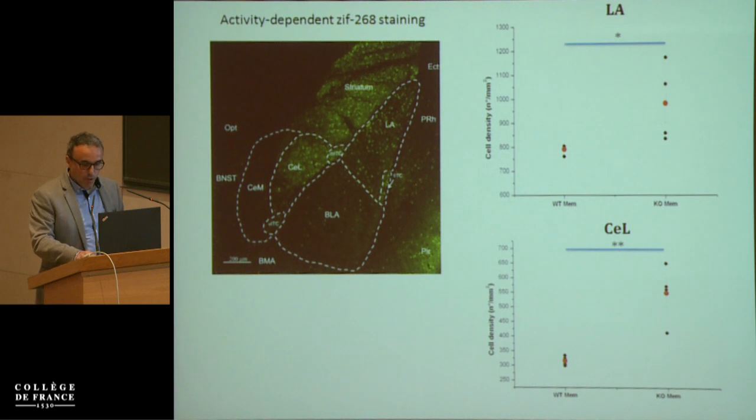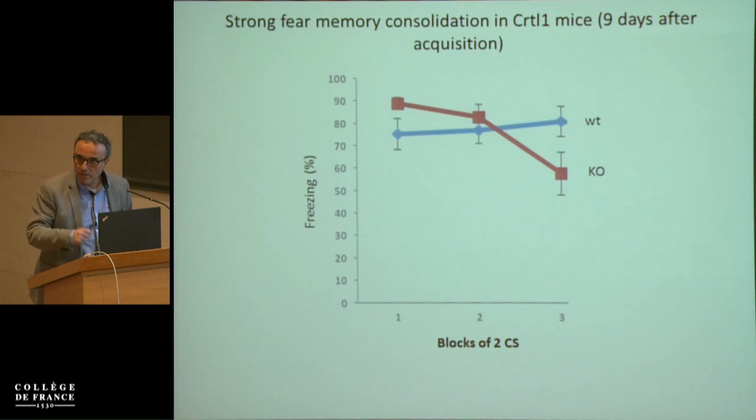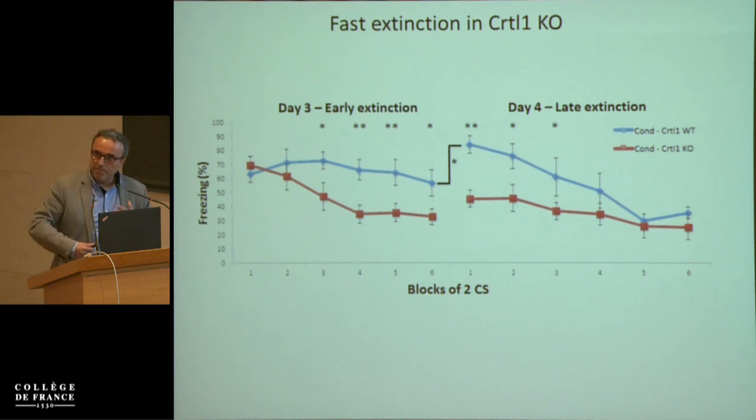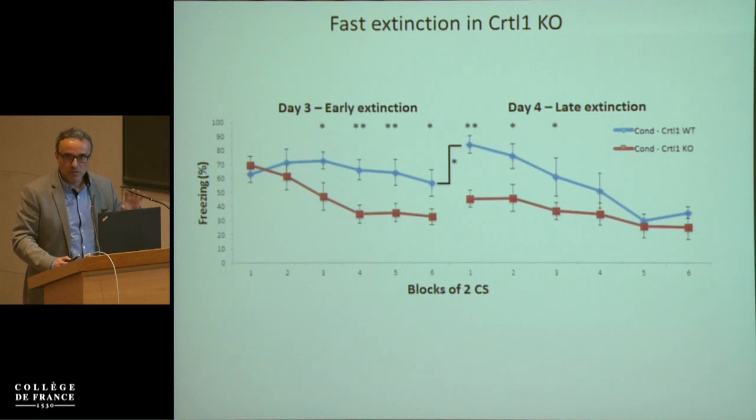But as you may have noticed from this graph, when you repeatedly apply the CS, so just the sound, it seems that the knockout response drops. This is a protocol called extinction, which is basically trying to exploit a flexibility in the behavior of these animals, trying to learn a new association, that the CS is not predictive of any damage anymore.